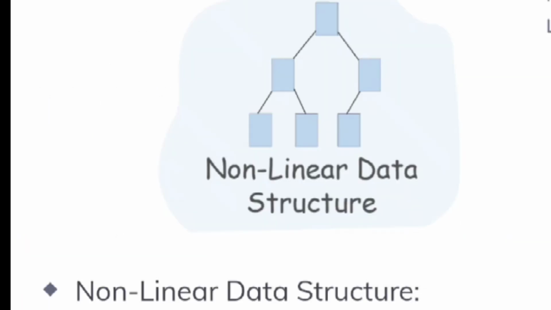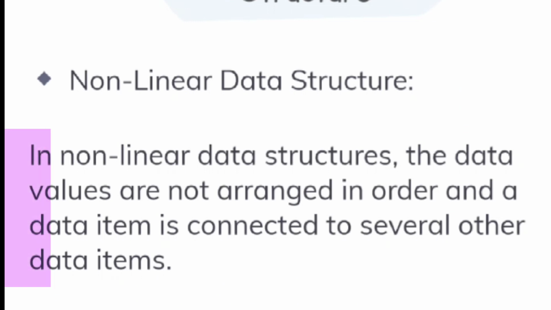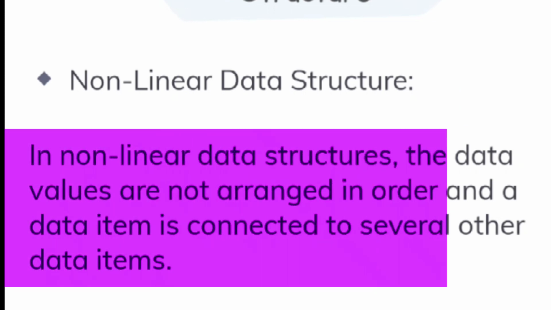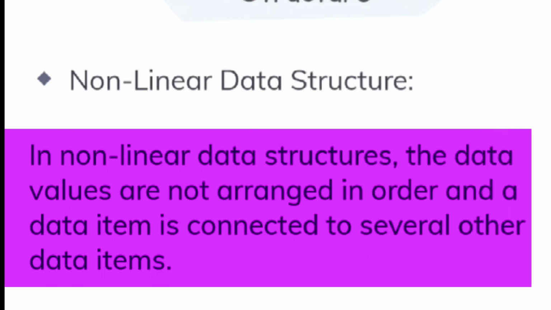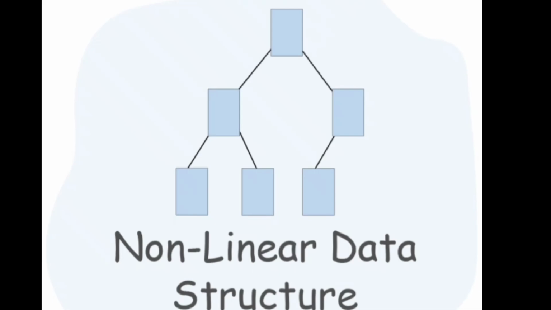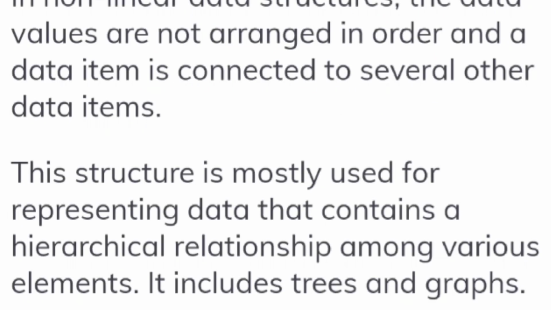Now, non-linear data structure. In a non-linear data structure, the data values are not arranged in order and a data item is connected to several other data items, like you see in the figure. Several other items are connected in a non-linear data structure. This structure is mostly used for representing data that contains hierarchical relationships among various elements. It includes trees and graphs.